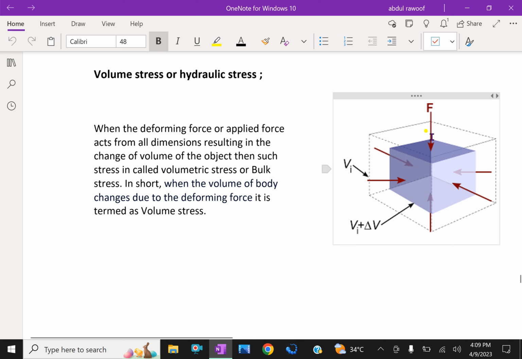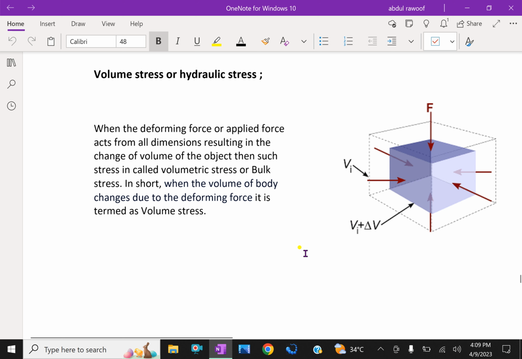Look at this figure here. The force is applied on every face. Due to that, its volume is reduced. So the opposing force given by this material object is called volume stress.